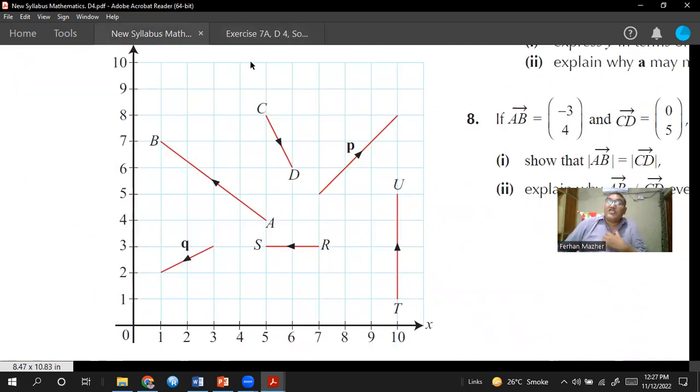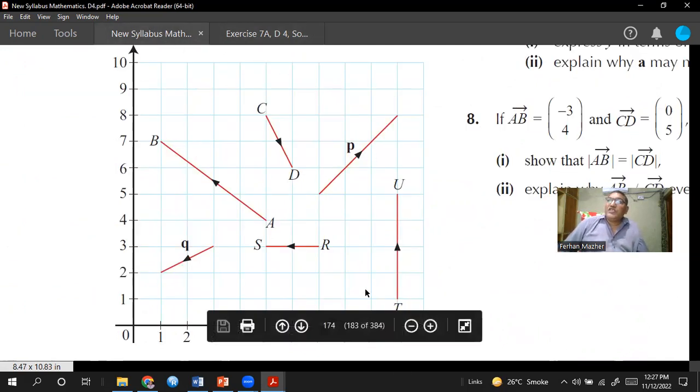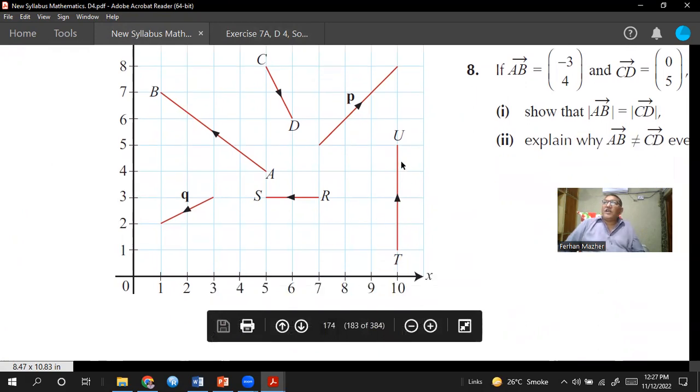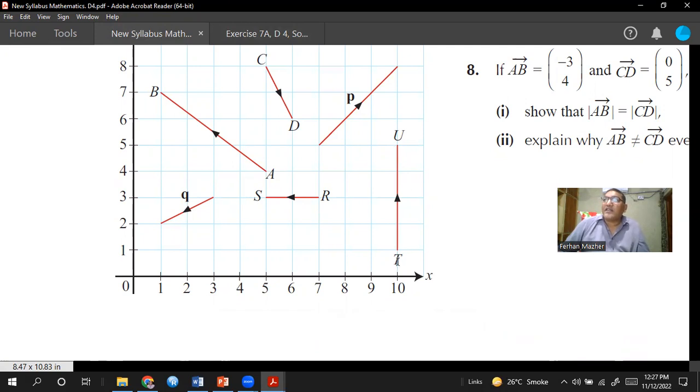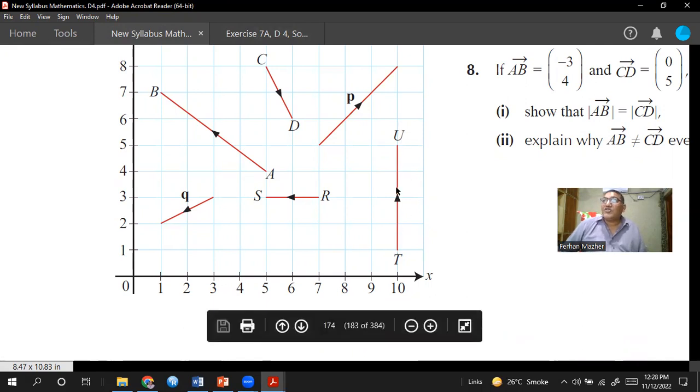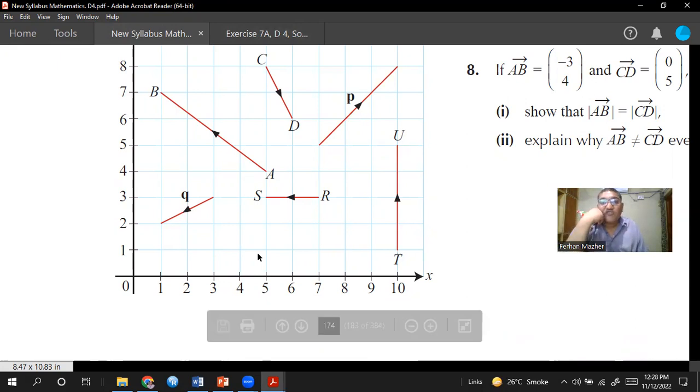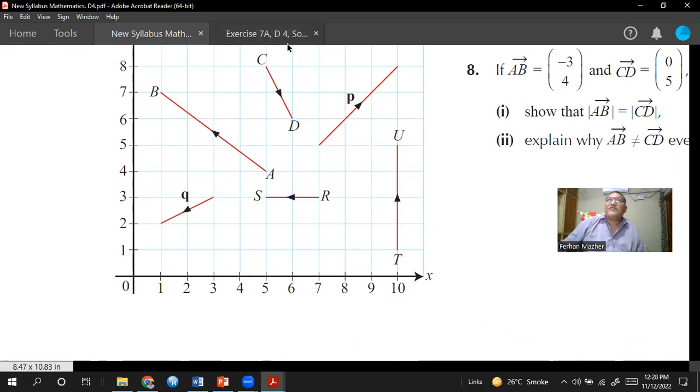Then we have the UT. So in the UT, this is the starting point. This is the end point. This is the tail of the vector. This is the head of the vector. And you can see we have not moved any step on the x-axis. Parallel to the x-axis, we have not moved. We have only moved along the y-axis, parallel to the y-axis. So 1, 2, 3, 4. So you have gone 4 steps up. So the x value will be 0. The y value will be positive 4.